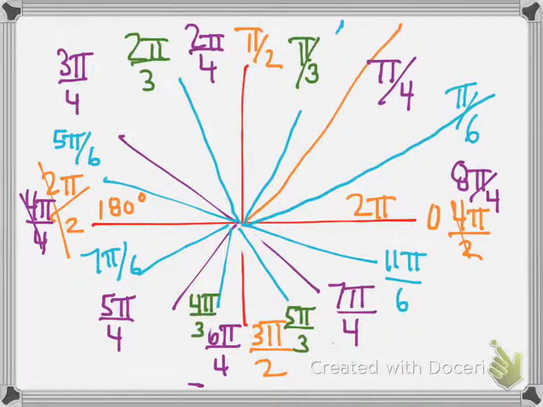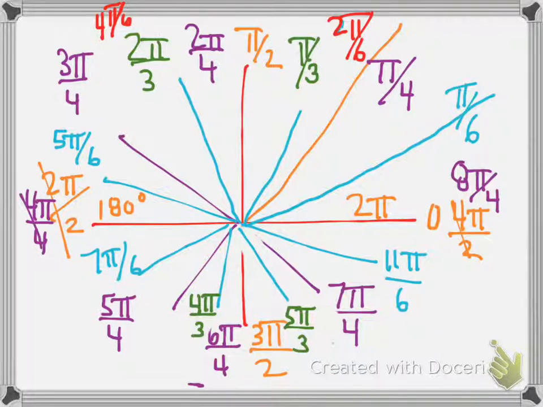So if I just count around by 30 degrees, this would be 2 pi over 6. But then that reduces to pi over 3. And then 3 pi over 6 reduces to pi over 2. 4 pi over 6 is right here. It reduces to 2 pi over 3. 5 pi over 6 is in blue again, the one you really write. 6 pi over 6 is 180. 7 pi over 6 is blue.